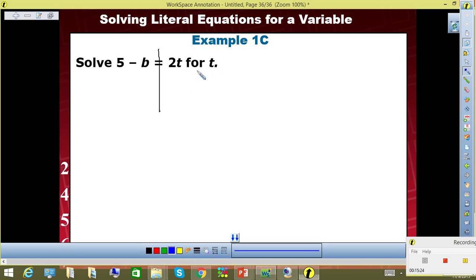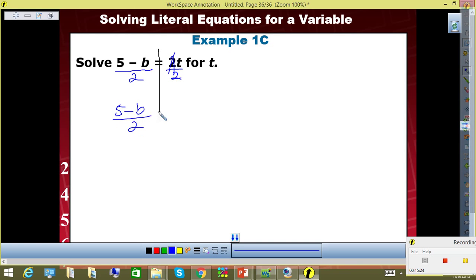We're solving for t. What's next to t? So what do I do? Divide by 2. Divide by 2. 5 minus b over 2 equals t. Hands if you got that.